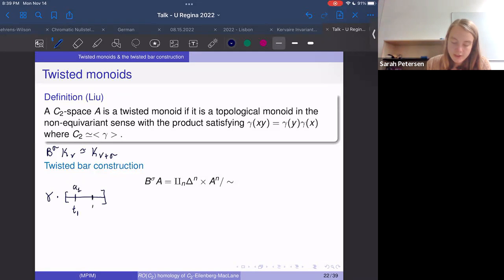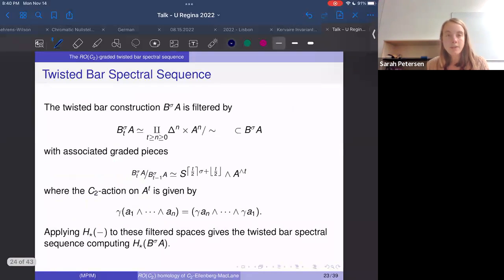So if we have some point in our bar construction, and gamma is the non-trivial element of C2, this is going to act on the point in our space by flipping the coordinates. So T1 will be sent to negative T1 and T2 to negative T2, and then gamma will also act on the labels. So this can be very explicitly described, and the star product can be defined similar to the classical case as well. This also gives rise to a spectral sequence.